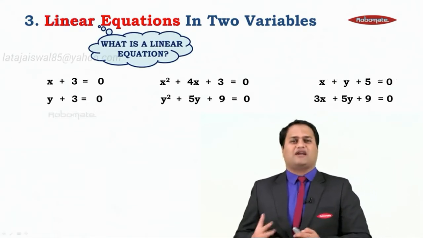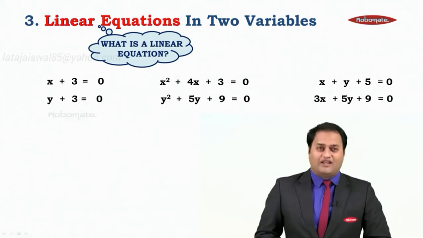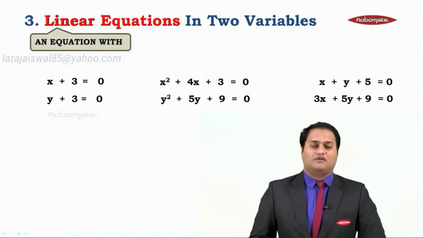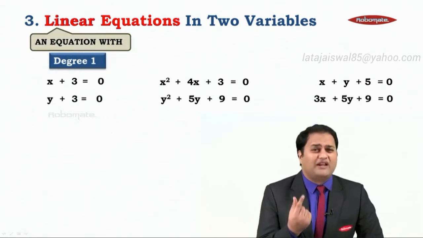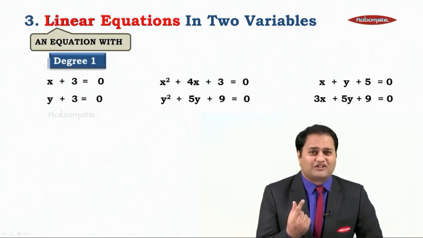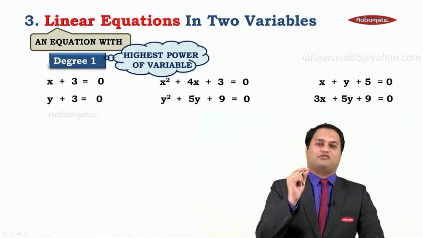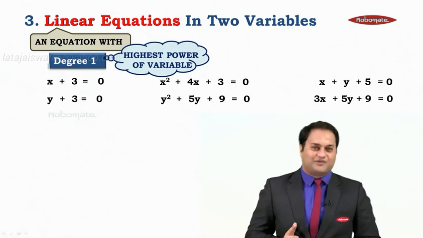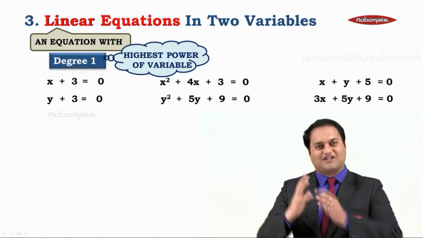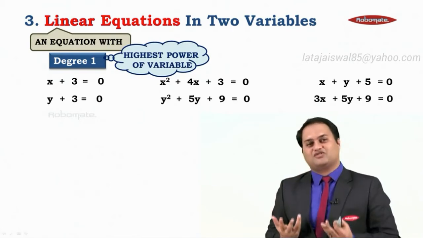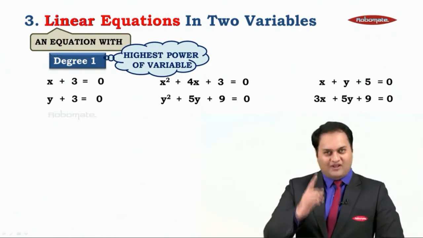Now let's understand what exactly is a linear equation. A linear equation is that equation which is having degree 1. Now what do we mean by degree? Something which you have studied in your lower standards. Degree is nothing but the highest power of the variable in that particular equation. So to identify whether an equation is linear or not, just check the degree. If the degree is 1, it is linear, or else it is not linear. As simple as that.